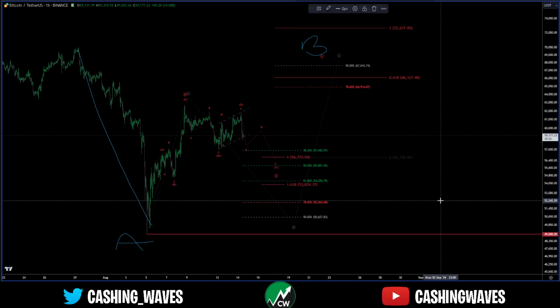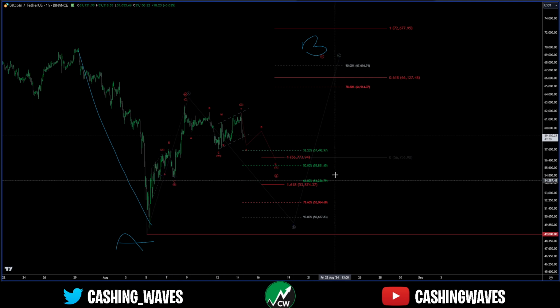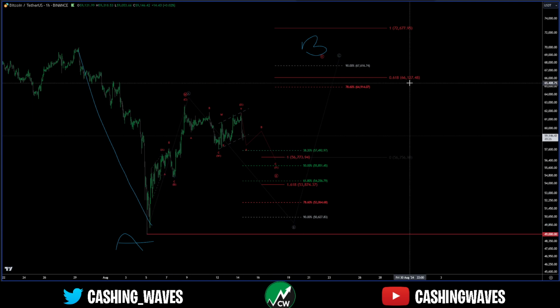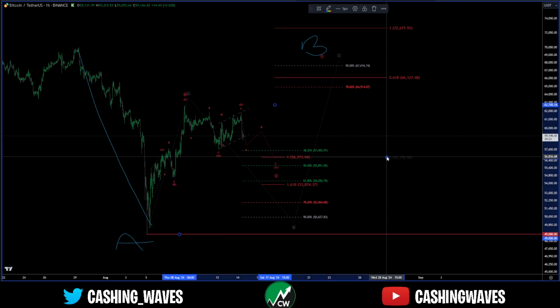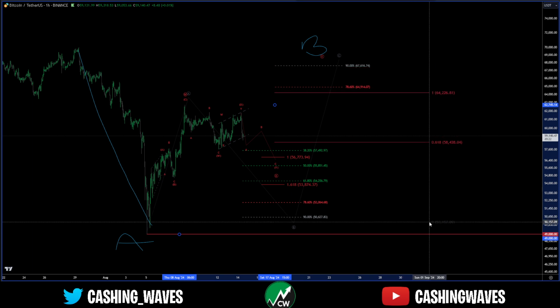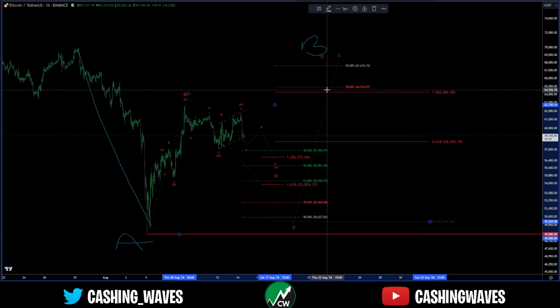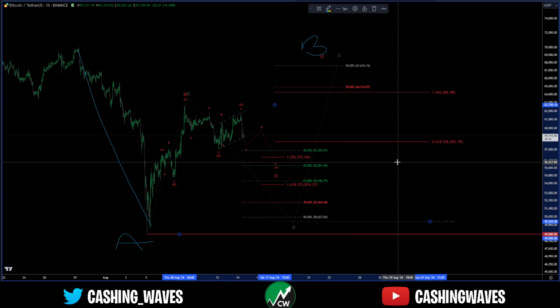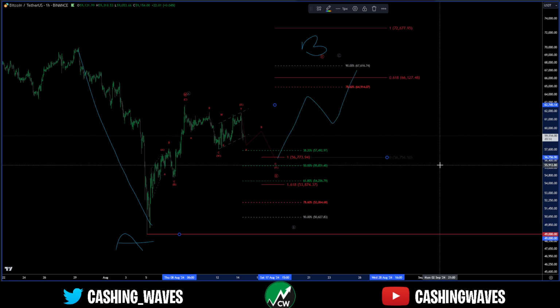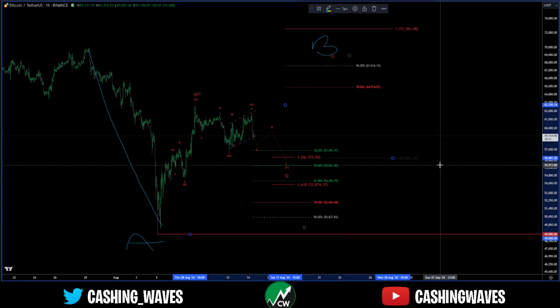This is just the alternative. And rather than a WXY, if we pass this 90%, it would become an ABC, right, as a flat. And that 1-to-1 target makes a little more sense at that 786. So we're going to have to see which one we get. Both are obviously just as valid.